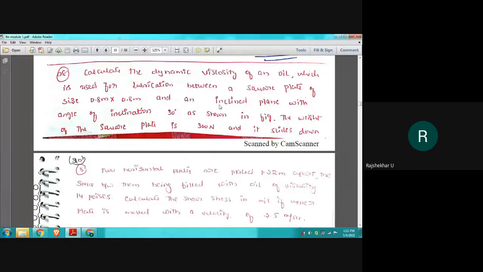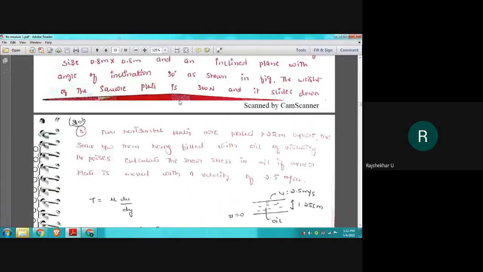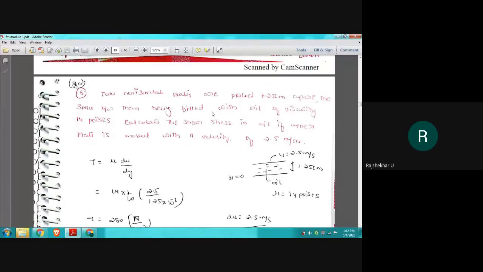I think for this we have to provide a figure. I will give you the figure later. Okay, this one: two horizontal plates are placed 1.25 centimeter apart. They are placed horizontally, and the distance between them is 1.25 centimeters. The space between them is filled with oil of viscosity 14 poise. Calculate the shear stress in the oil if the upper plate is moved with a velocity of 2.5 meter per second.